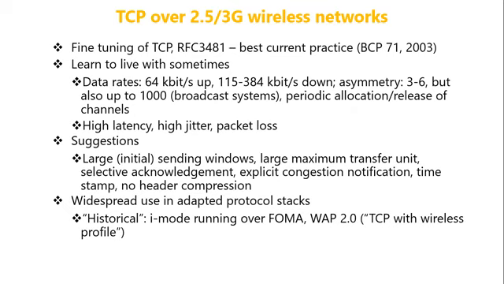So these are some of the suggestions, considering wireless networks, for how TCP should be fine tuned. This is called fine tuning the TCP. Then TCP should support selective acknowledgement. It should also support explicit congestion notification, because whenever there is congestion, it should be informed so that TCP can behave appropriately. And timestamps should be included.